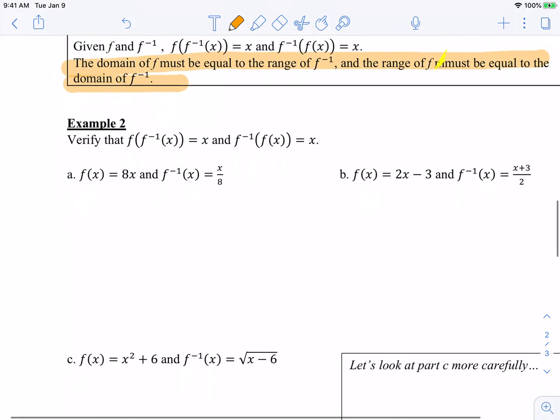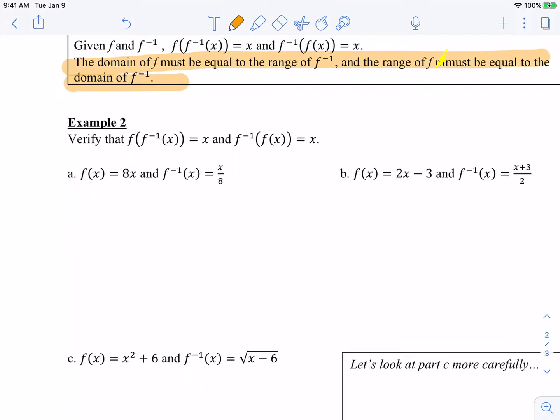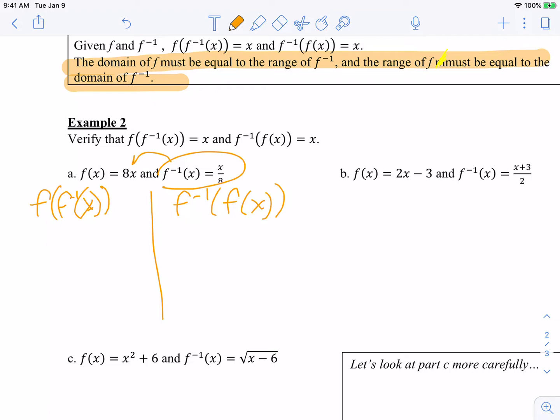So if we were going to verify that functions were inverses, we would have to plug them into each other. So f of g of x, I'll put that over here, and then I'll have g of f of x. So for the first one, we're going to plug, I put g, I should just put the inverse. And then the inverse of f of x. Okay, so here I'm going to plug in the inverse into this function.